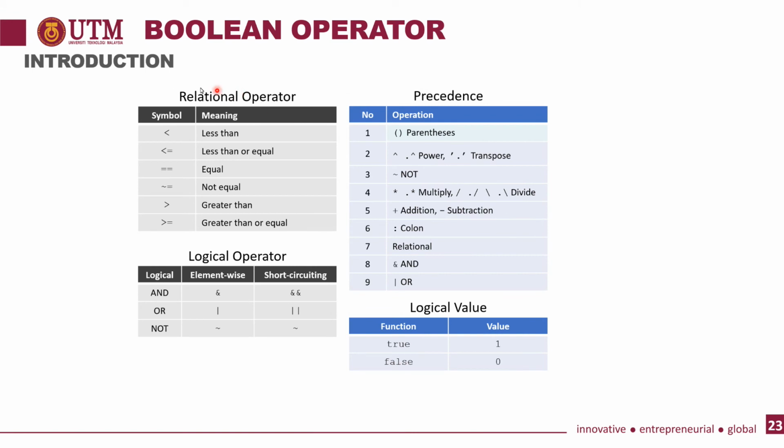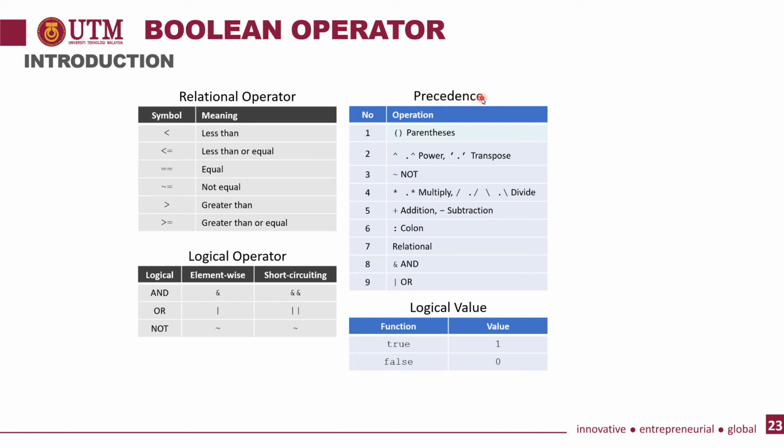All right. So this is the relational operator. These are the list: less than, less than or equal, equal, not equal, greater than, greater than or equal. And these are the logical operators: and, or, and not. I'm sure that you are also learning these operators in your digital electronics subject.